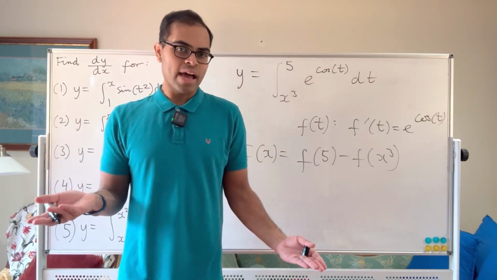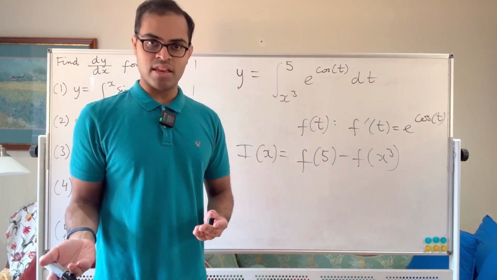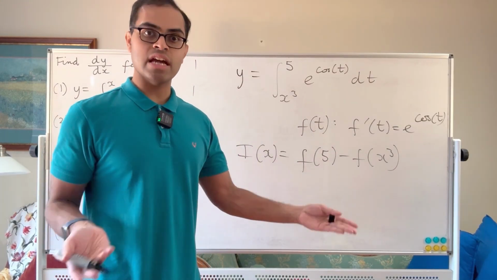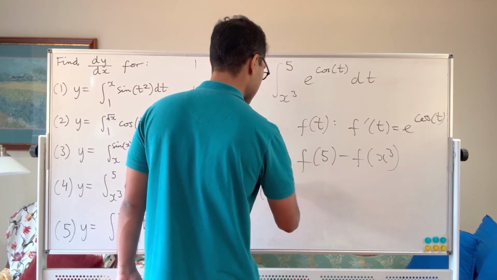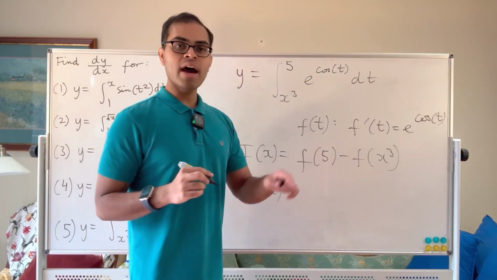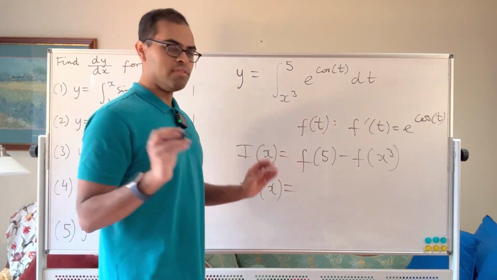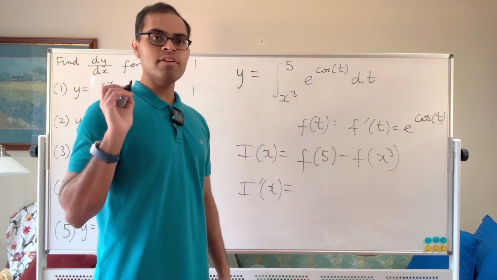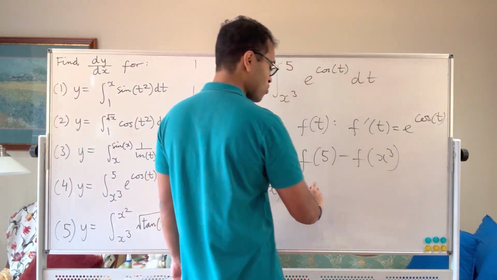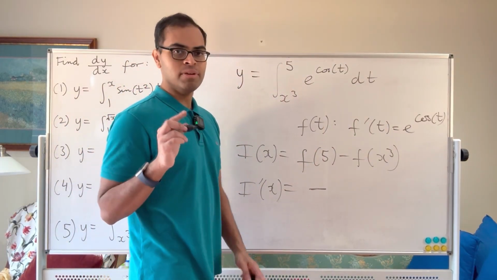But again, we don't know f, but we only care about the derivative of the integral and therefore only the derivative of f, which we do know. So here we can say that I prime of x is going to be, well, f of 5 is a constant, it doesn't matter, its derivative is 0, and then we have a minus f of x cubed. What is the derivative of minus f of x cubed? Don't forget the negative sign, okay? This is going to be the key difference.